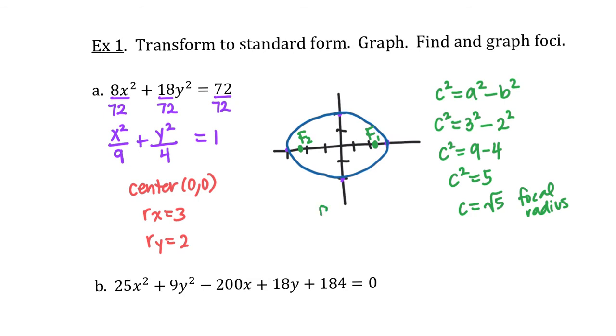Okay, now I'm going to list the coordinates for my two foci, which I sketched. Okay, so from the center 0, 0, I went to the right root 5, which means one of my foci is at positive square root 5, 0. The other foci occurs when I started at 0, 0, and I went left root 5. So that will be at negative square root 5, 0.